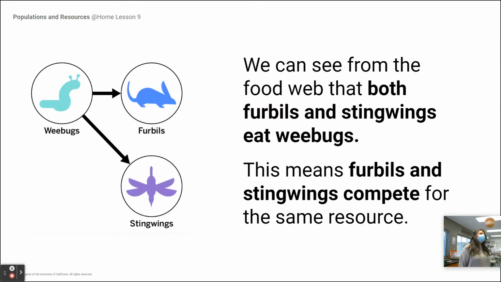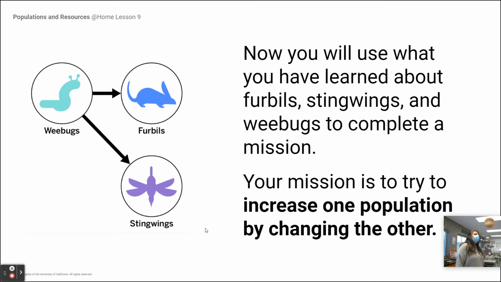So we could see from the food web that both the furbills and the stingwings eat the wee bugs. So this means that the furbills and the stingwings compete for the same resource. So this is very similar to our sardines, our zooplankton, and our jellies in those ecosystems in Africa. Now you're going to use what you've learned about furbills, stingwings, and wee bugs to complete a mission. Your mission is to try to increase one population by changing the other. So you're going to increase one of these in order to change the other one.